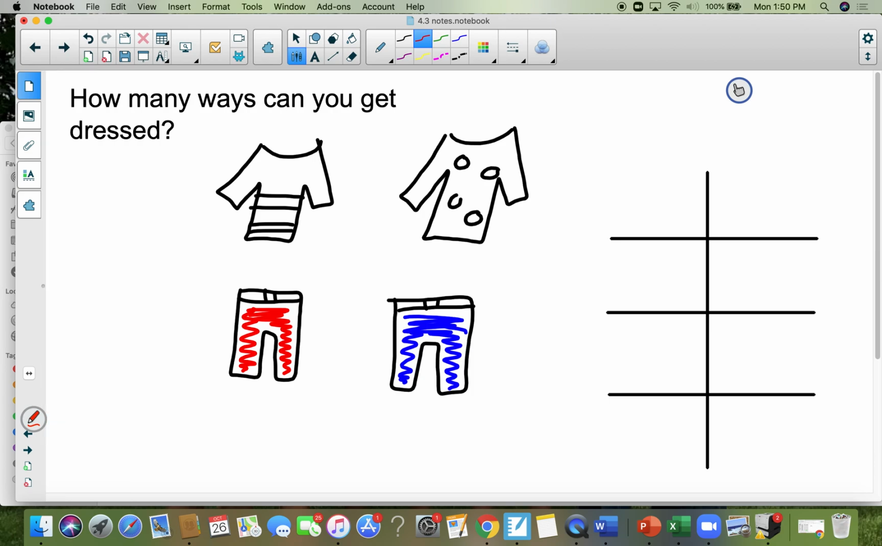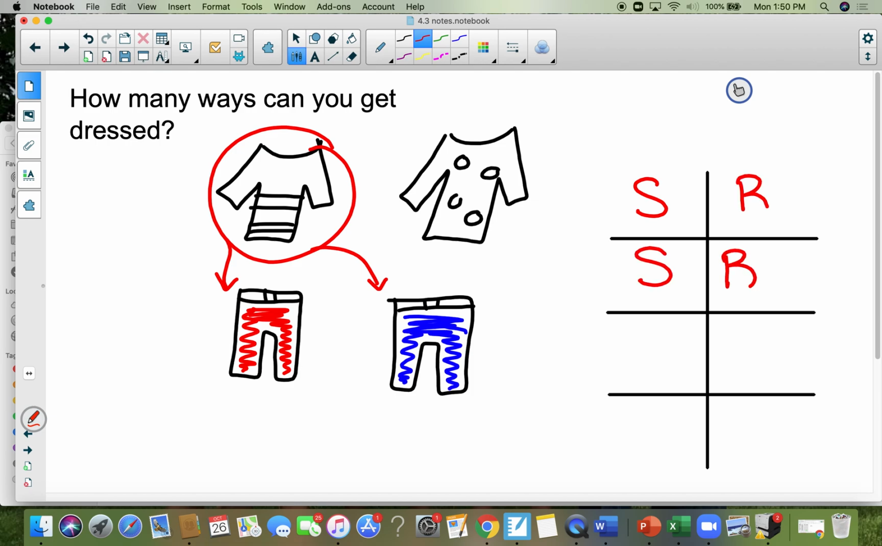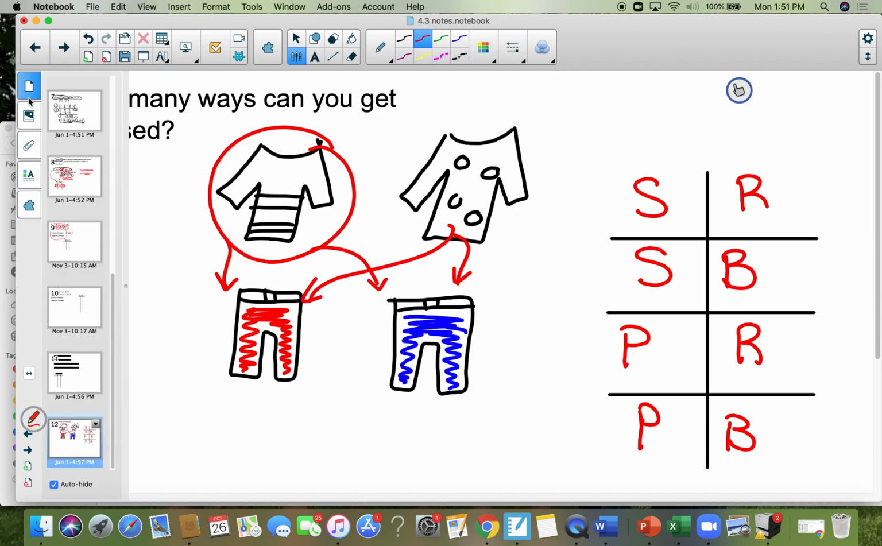Okay, so let's go back. How many ways can you get dressed in the morning? You can have the striped shirt with the red pants, or the striped shirt with the blue pants, the polka dotted shirt with the red pants, and the polka dotted shirt with the blue pants. There are 4 ways to get ready, and that's very similar to what we're going to do here.